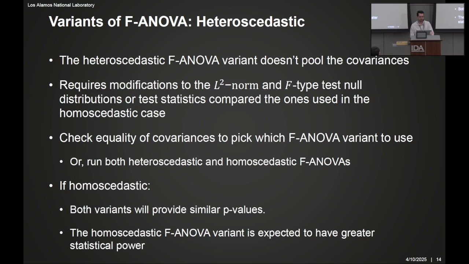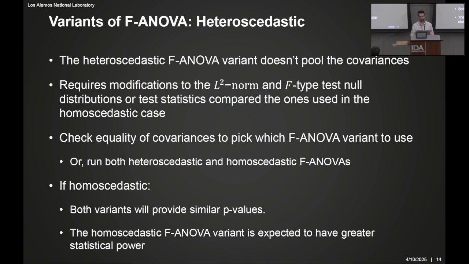So, variance of F-ANOVA. Just like standard analysis of variance, there are some assumptions. One of them is heteroscedasticity. That means, at least for the heteroscedastic F-ANOVA, the variance doesn't pool the covariances. So traditional analysis of variance, unless you specify, assumes homoscedasticity. Basically, the groups share the same covariance or same variance. Functional analysis of variance can actually be modified to support heteroscedastic data.